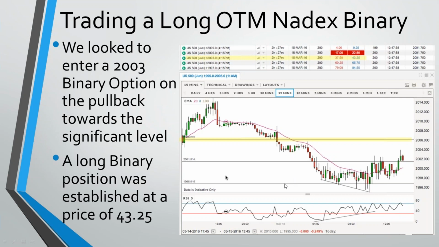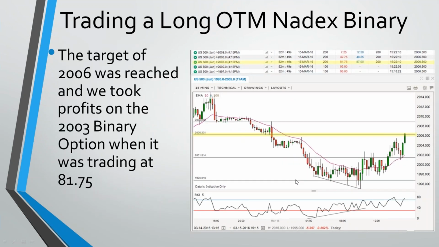So a long binary position was entered at a price of 43.25. You can see it up here. It's highlighted in yellow. Red is not the one we're looking at. That's just something on the ladder that ticked. It's the one highlighted in yellow. So we enter it at 43.25. The target of 2006 was reached, and we took profits on the 2003 binary option when it was trading at 81.75. So notice again, 2003 is the option we took.